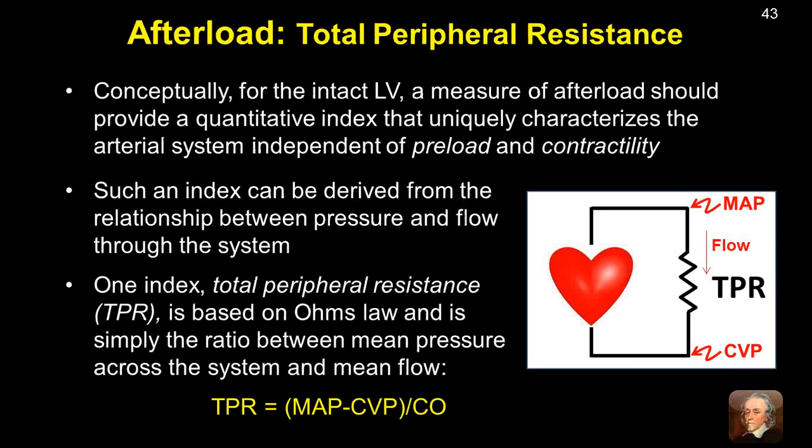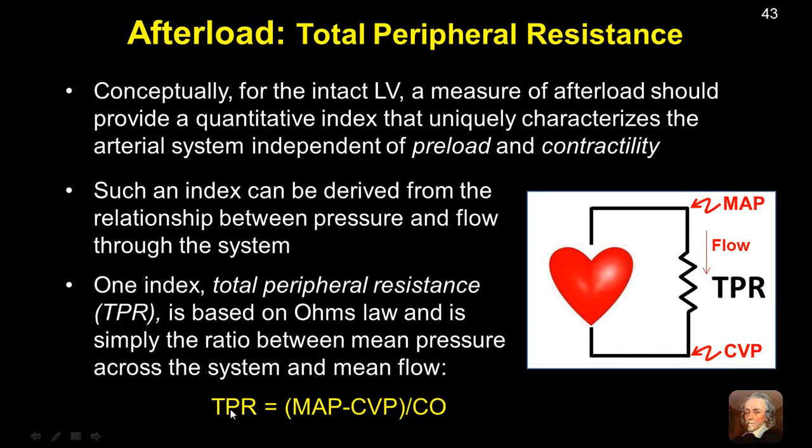The most common, I think most useful index of afterload is the total peripheral resistance, because conceptually, for the intact ventricle, we're looking for a measure of our afterload that provides a quantitative index that uniquely characterizes the arterial system independent of what the heart is doing and what the preload system is doing, so independent of preload and afterload. Such an index can be derived from the relationship between the mean pressure and the mean flow through the system.